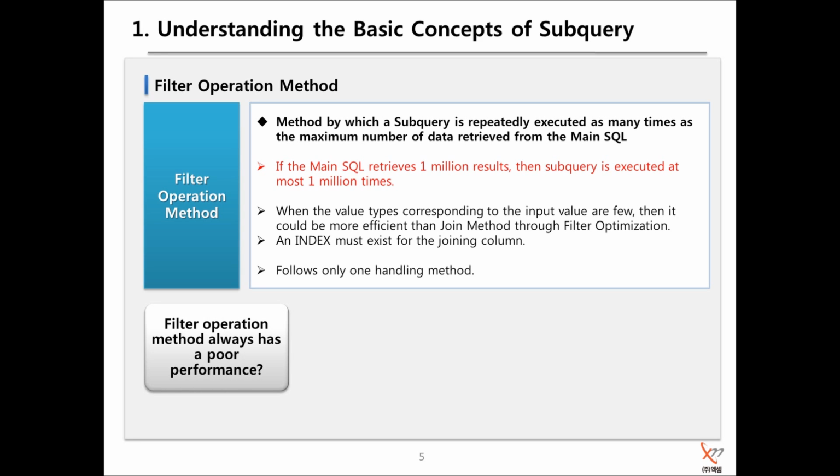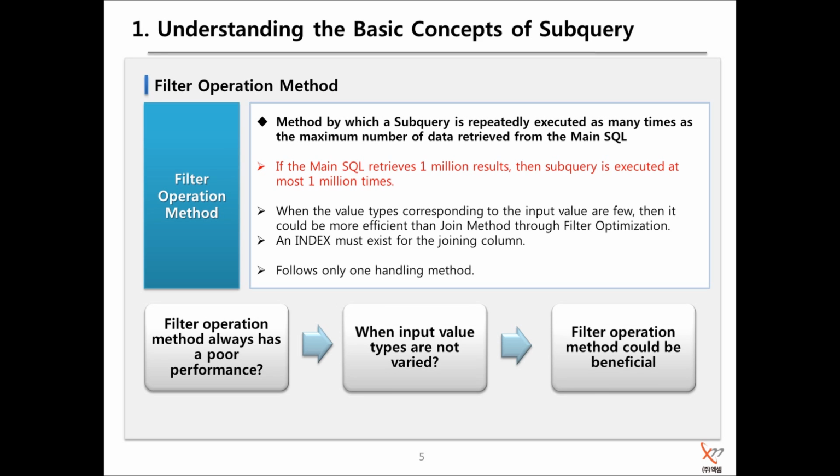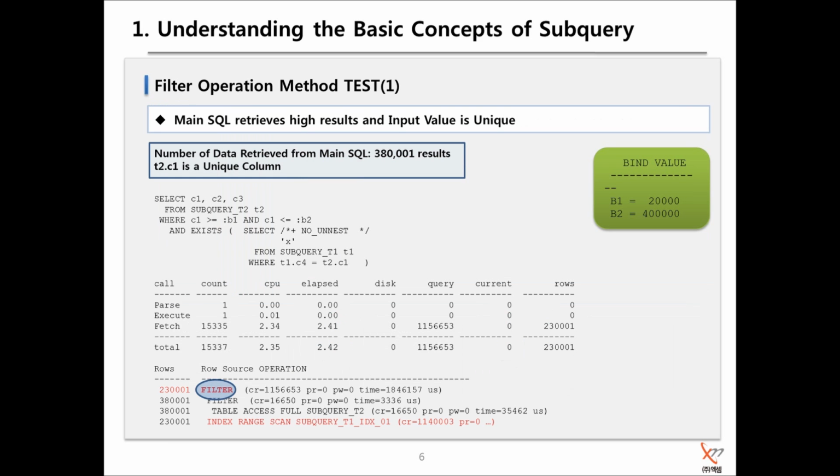The filter operation method is not always poor in performance. This method is favorable when the main SQL returns only a few rows or only a few value types. Let's do 3 tests to verify how the performance in filter operation can change according to the number of rows and the input value types returned by main SQL.